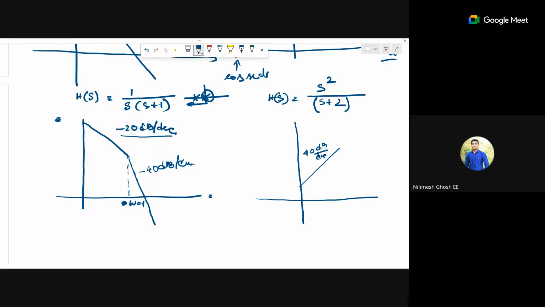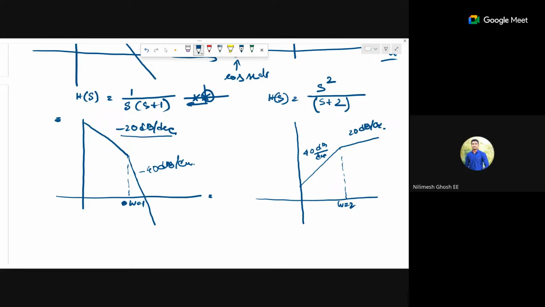Now a pole came at this corner frequency omega equal to 2. So what will be the ultimate slope? Minus 20? No, see, 40 minus 20. Exactly. Previously 40 dB per decade was there. Now this pole comes and gives a minus 20 dB per decade slope. So the ultimate slope will be 40 minus 20. That will be how much? 20 dB per decade. You got it, right?